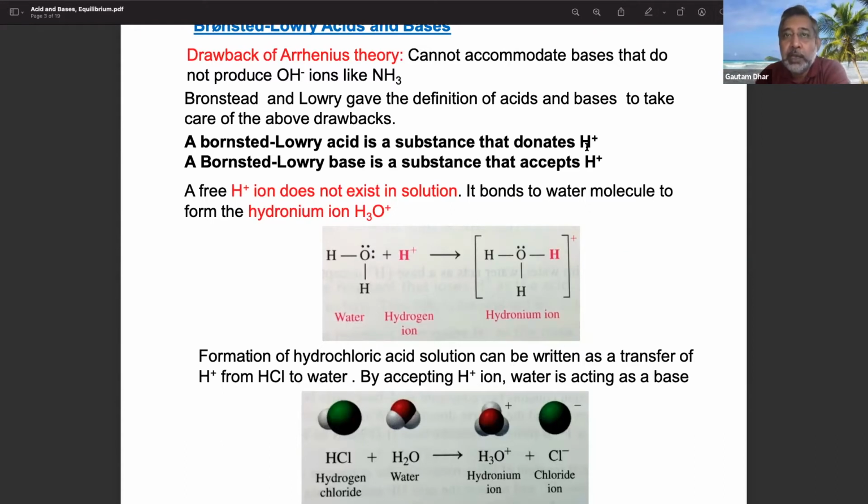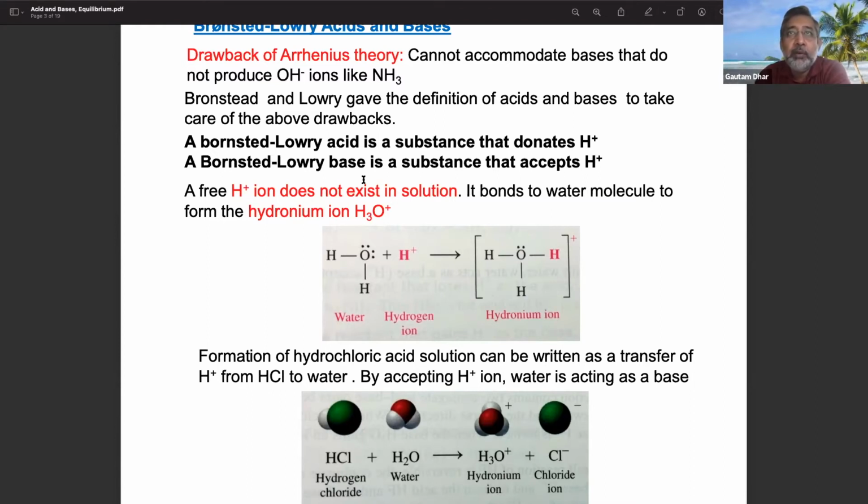Instead of saying producing, because produce means it actually exists, donate means it happens in transition, right? As a transition state or a quick intermediate, but it doesn't exist till the end of the reaction. So these are donors. We say acids are H+ donors and bases are H+ acceptors. Now, by that definition, free H+ ion does not exist, and that is one of the problems with the Arrhenius definition, because free H+ means a proton, and a free proton cannot exist.